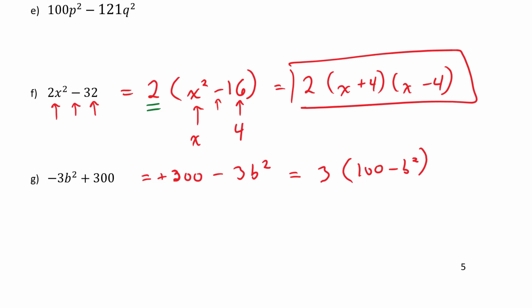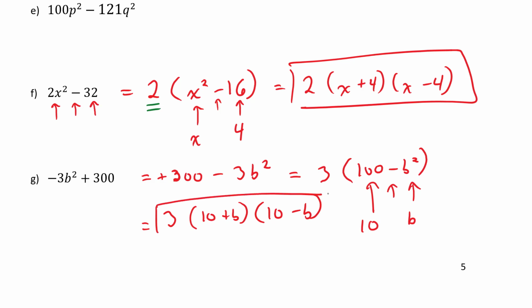Now we have a difference of squares. Square root of 100 is 10. Square root of b squared is b. This will then give me 3 stays on the outside. Don't get rid of that. This is a common mistake students do. They pull the common factor out and then they just let it disappear. No, it's part of the expression. You can't remove it. So the 3 remains. We have 10 plus b, 10 minus b. Final answer. Again, make sure you don't remove any numbers.